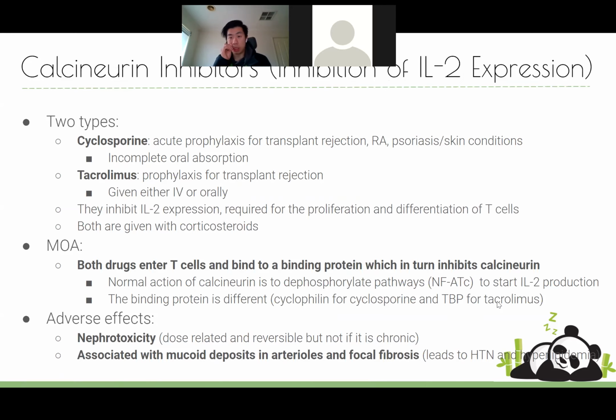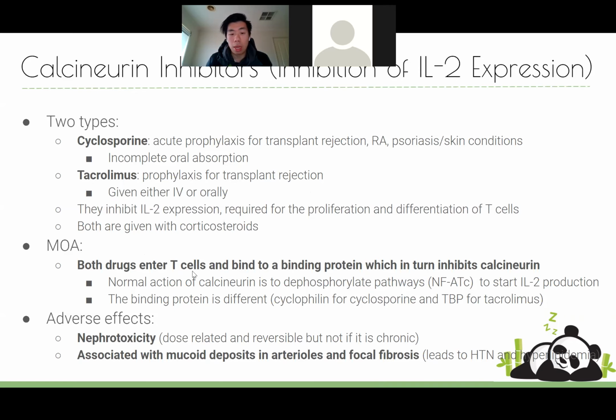Your calcineurin inhibitors. This is your inhibition of IL-2 expression, and this one I do have a picture for. So two types: cyclosporin and tacrolimus. They are used for different things, which is important to choose between. This one is used for acute prophylaxis for transplant rejection. This one is used for prophylaxis of transplant rejection only. They both inhibit IL-2, and they're both given with corticosteroids.